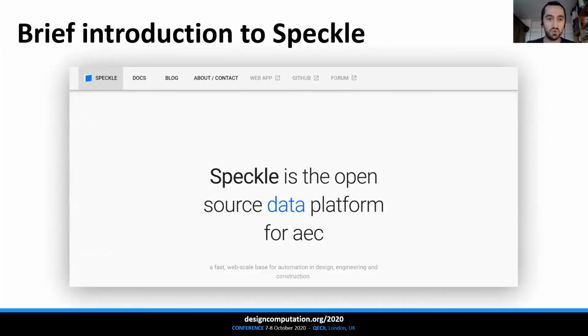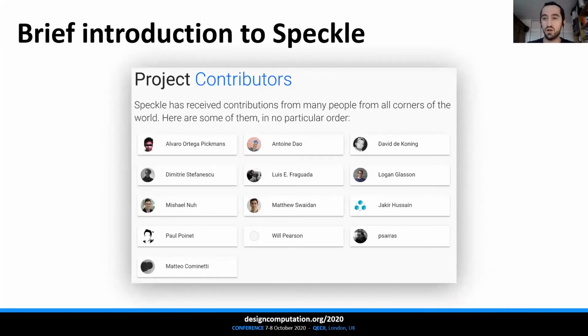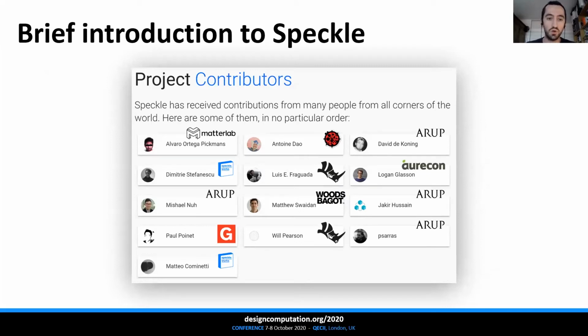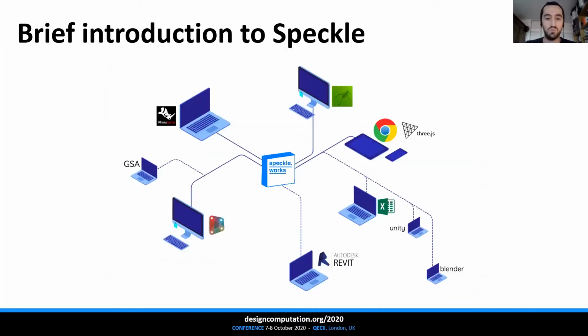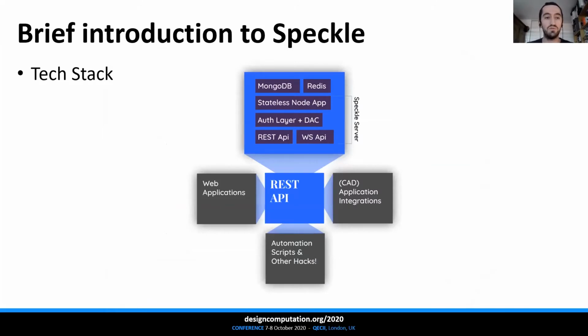Just a brief introduction to Speckle. As I mentioned, it's open source, so there are different project contributors who worked in architecture practices and software companies. It allows you to connect data between different software, and in terms of the technological stack, you can derive from its REST API, application programming interface, web applications. You can develop new CAD integration from where you can send and receive data.